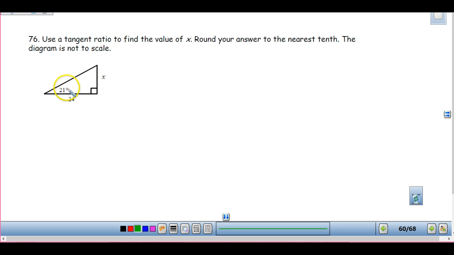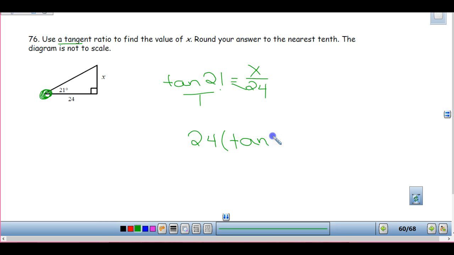Alright, so now we want to find x. Right, it says use the tangent ratio. This is the angle that we have. So I have tangent of my angle, so tangent of 21 is going to equal opposite is x over adjacent is 24. Okay, so now you have to think of this as being over 1, and we cross multiply. So 24 times the tangent of 21.